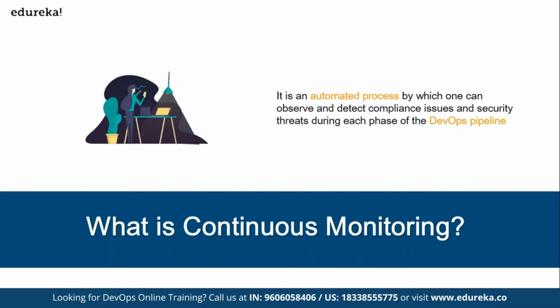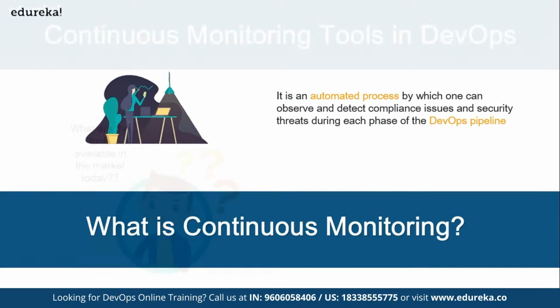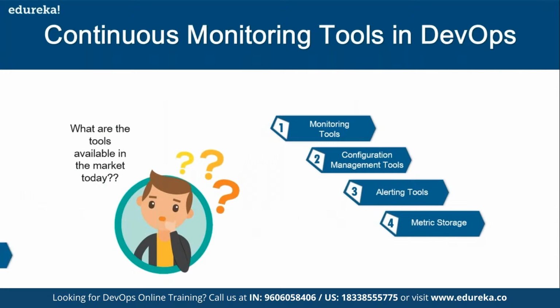Now, moving on, let us check on the continuous monitoring tools in DevOps. So we are looking at what kind of tools are available in the market today. Having talked about the importance and what continuous monitoring is, let's look at continuous monitoring tools in DevOps. There are several DevOps tools for monitoring the ecosystem, which help both development and operations teams work effectively together.